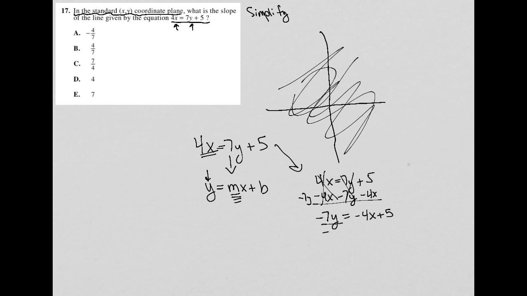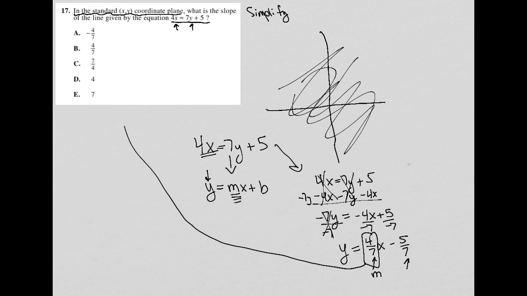I can then divide everything by negative 7. And what I'm left with here is y equals, well, negative 4 divided by negative 7 is positive 4 sevenths x, and then minus 5 sevenths. But none of that matters because all I really care about here is my slope, or this m value, and therefore I now have isolated, or can now determine the m value or determine the slope to be 4 sevenths, which means my answer is choice B.